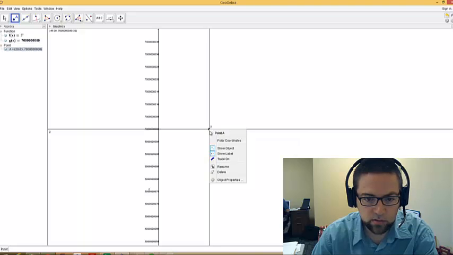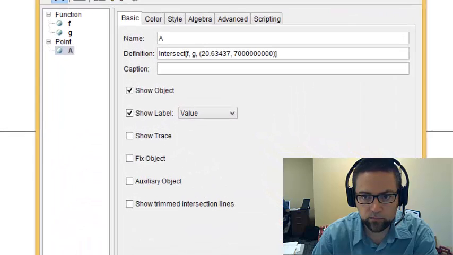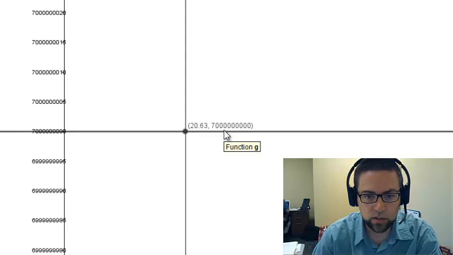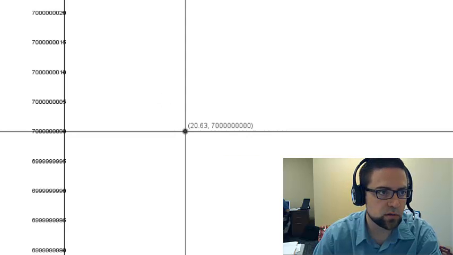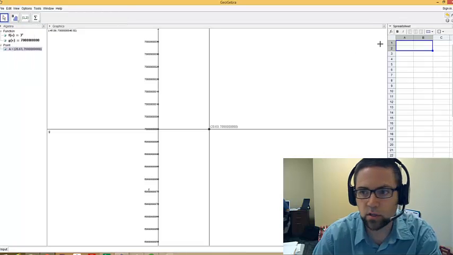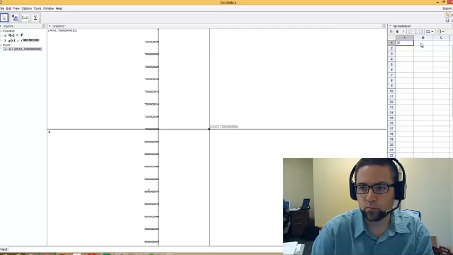Okay, and now I want to see what the value is. So I'm going to go to Object Properties and Show Label. I want it to be value. So it says 20.637 billion, and I just want to take a look at the numbers here. Let's turn on Spreadsheet. So I go to View, Spreadsheet, and over here I can put in, let's start with 20. So 20 is a little bit to the left of this.